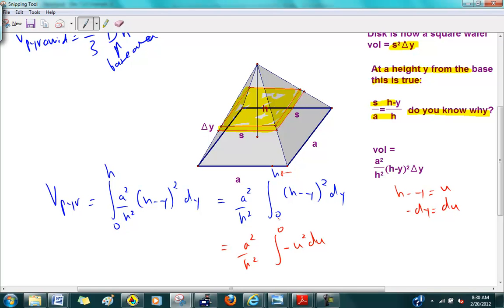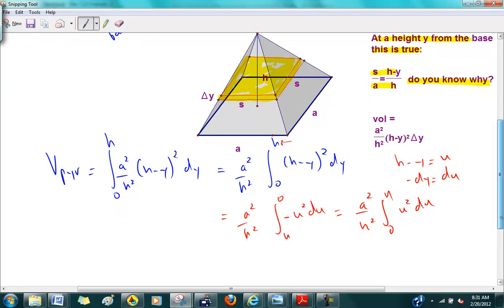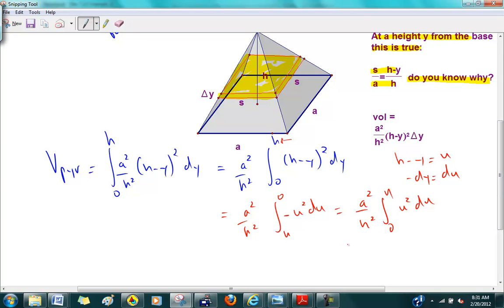When y equals 0, u equals h. And I know from way back in chapter 4, I can rewrite this as from u equals h to 0, u squared du. In other words, when you change the limits, you need to stick a negative sign, but there's already a negative sign there, so that becomes a positive. And if I just go do this, did I say a u here? There should be an h.